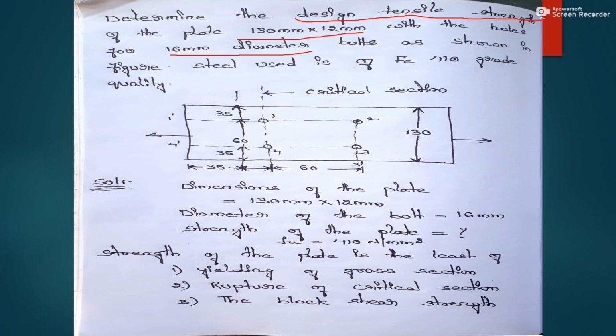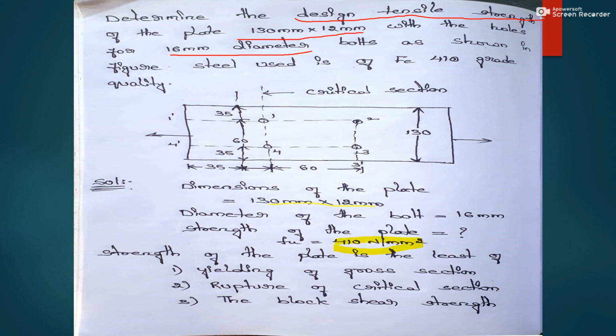So first write down whatever given. So dimensions of the plate 130 mm by 12 mm. So diameter of the bolt how much? 16 mm. And design tensile strength of the plate we need to find out, and Fe is given as 410 Newton per mm square.